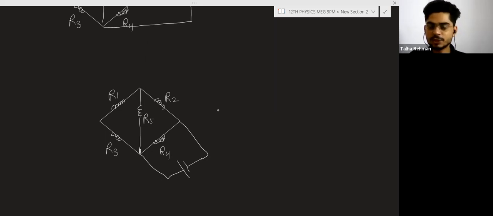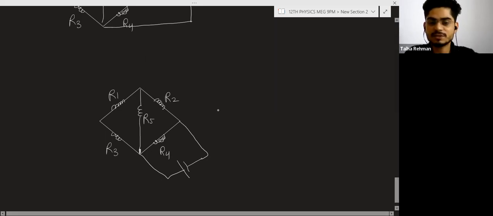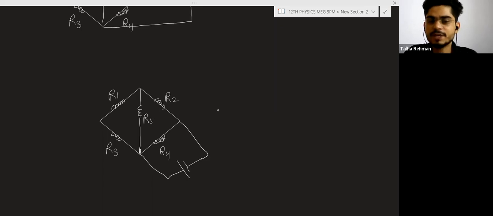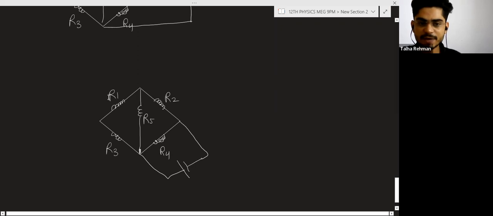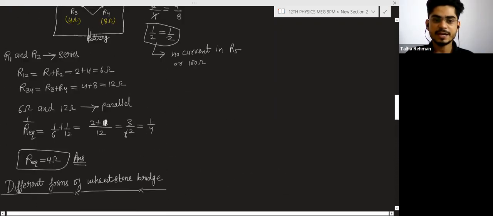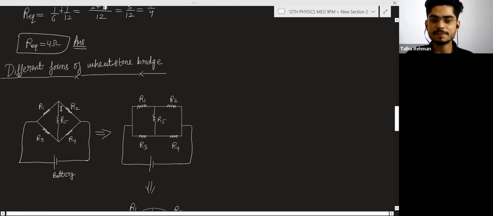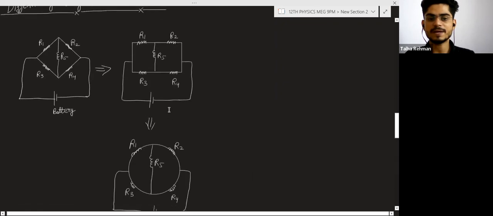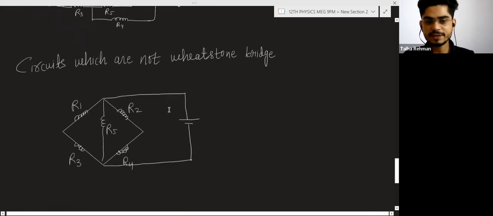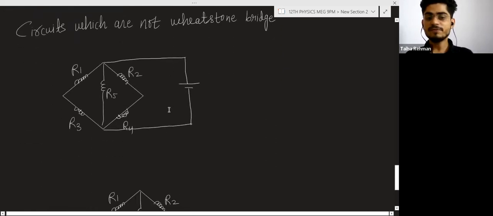So the theme of the story is this is not the Wheatstone Bridge, because here are some finite conditions. Here we can identify this R1 and R3 are in series, but in a Wheatstone Bridge we cannot identify whether R1 and R3 or R2, R4, R5 are in series or parallel combination. So these are the forms of Wheatstone Bridge.